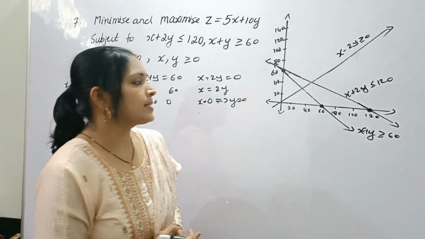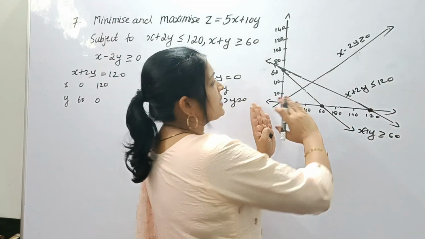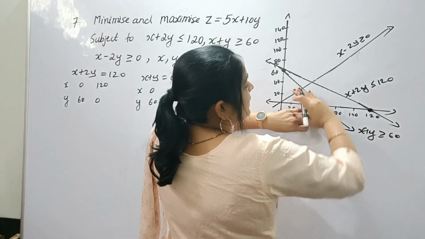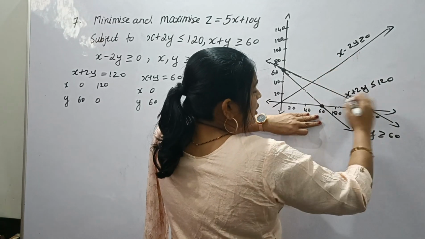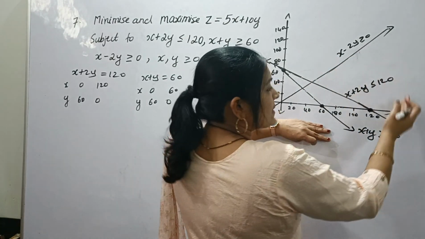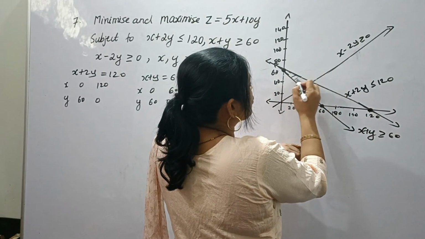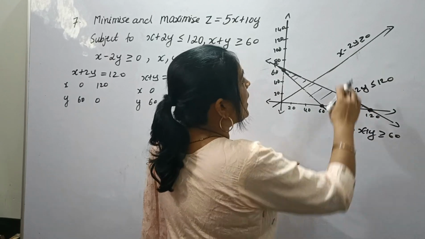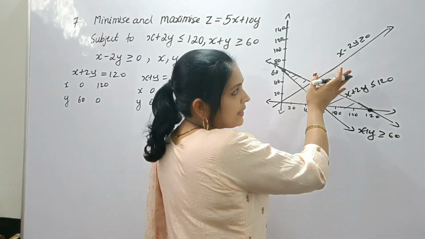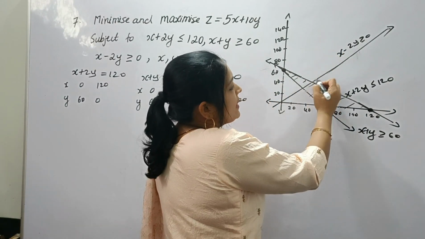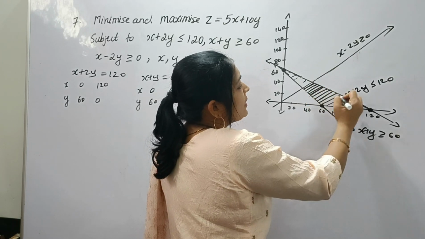Now look at the constraints. Here x + y ≥ 60, therefore the feasible region is outside of this line, that is greater than. Next, x + 2y ≤ 120. Less than means towards the origin, so the region towards the origin. Then next is x − 2y ≥ 0, that is greater than, positive. So here the common region is this one.